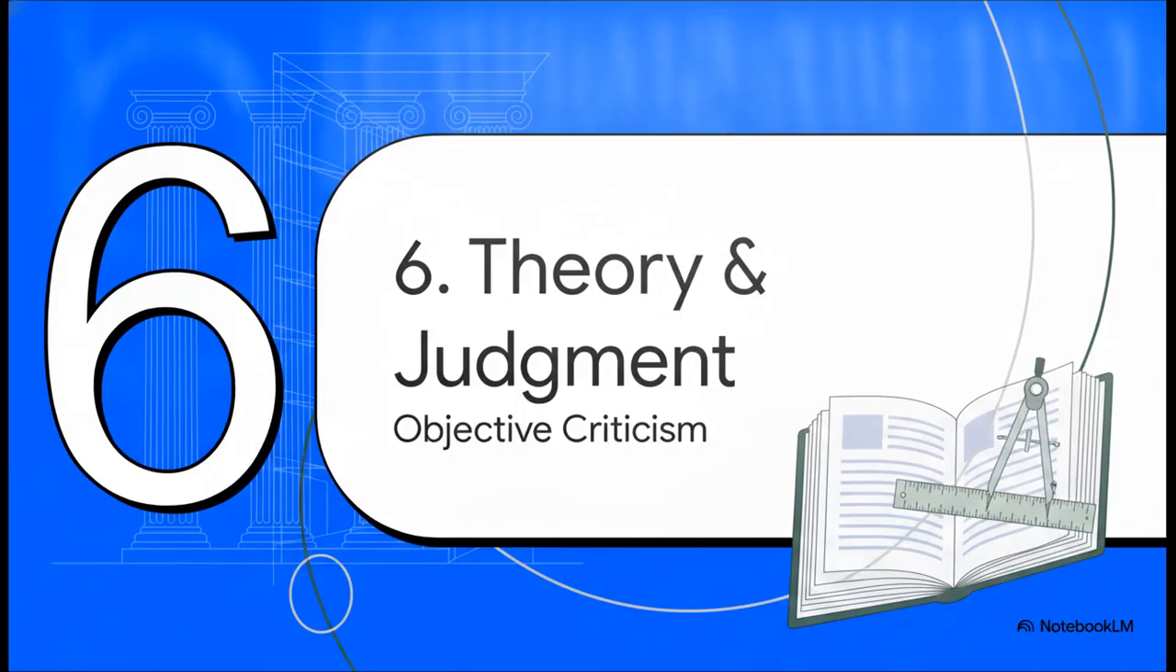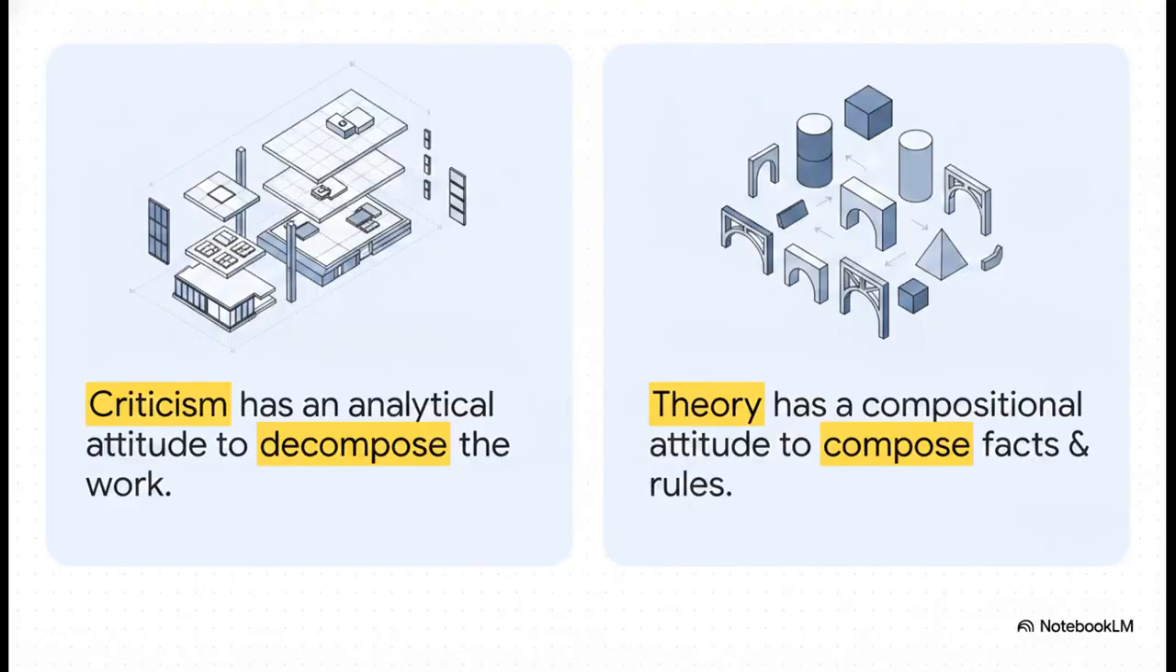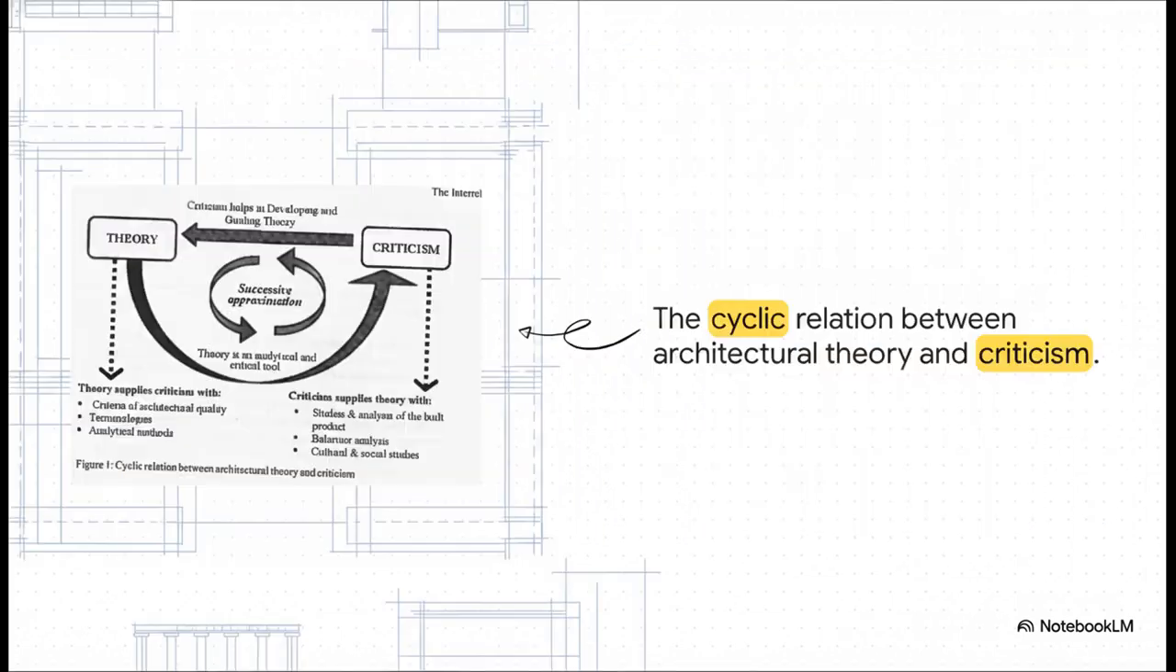Finally, let's wrap up with Section 6, theory and objective judgment. To fully grasp how architectural theory and architectural criticism work together, we have to understand their fundamental difference in direction. Criticism has an analytical attitude. It seeks to decompose and deconstruct the architectural work into its primary elements to get a comprehensive view. Architectural theory, on the opposite hand, has a compositional attitude. It seeks to construct. It brings together facts, principles, and assumptions to formulate entirely new statements and design rules. So one deconstructs while the other constructs. It is a continuous, inseparable feedback loop.